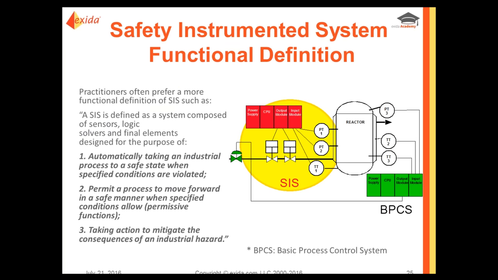A safety instrumented system is much like a basic process control system in that both have sensors, logic solvers, and final elements. However, a SIS operates in a completely different mode and has unique design and maintenance, or mechanical integrity, requirements. So for a SIS, you need to either automatically take an industrial process to a safe state when specific conditions are violated, permit the process to move forward in a safe manner when specific conditions are allowed, or take action to mitigate the consequence of an industrial hazard.